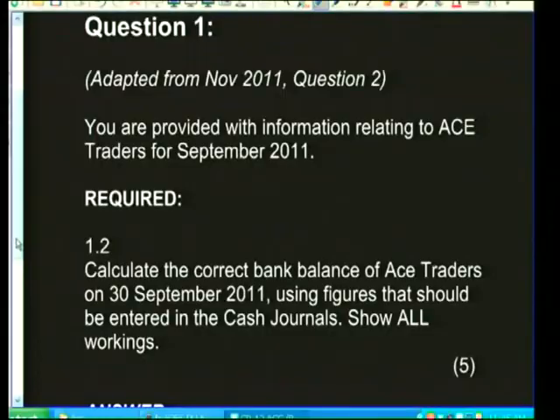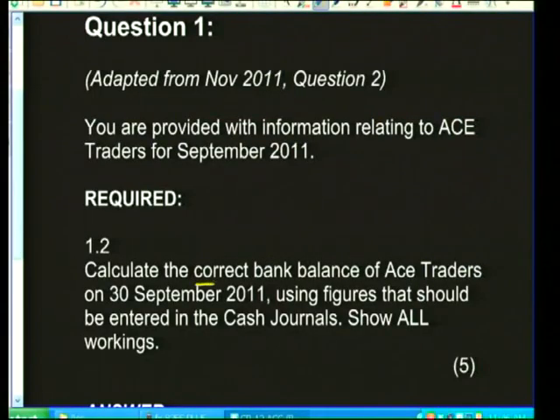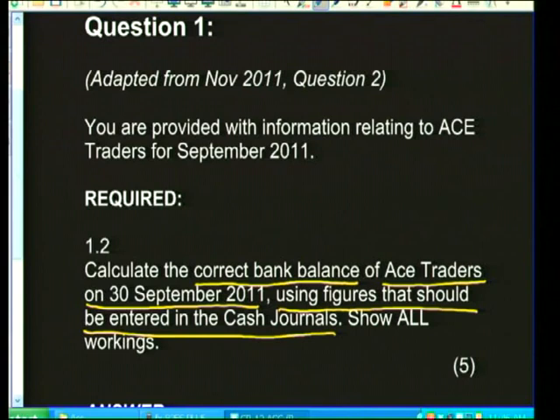Okay, let's move on. The next part of the question. Again, we've just broken up the questions for you so that it's easy for you to understand. But remember, it's all part of one question. 1.2. Calculate the correct bank balance of Ace Traders on the 30th of September 2011, using figures that should be entered in the cash journals. The question says specifically, show all workings.